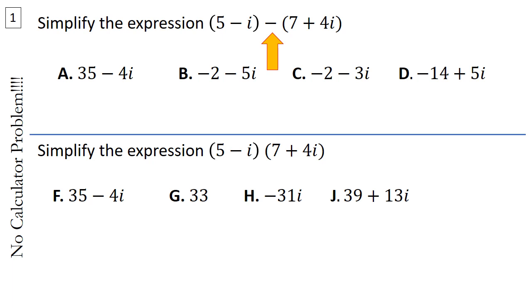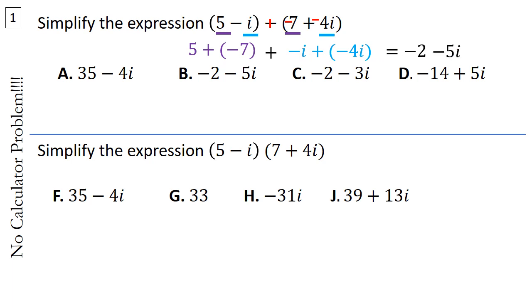If there's a sign in between the 2 sets of parentheses, make sure that's what you're doing. Now to subtract, we've got to distribute the negative because subtraction is adding the opposite. So we're just going to, and then we can just combine like terms. What like terms do we have? We got 5 and -7. In the I department, we also have a -i and a -4i. Those are like terms. 5 plus -7 is -2. -i plus -4i is -5i. That's going to make our answer B.